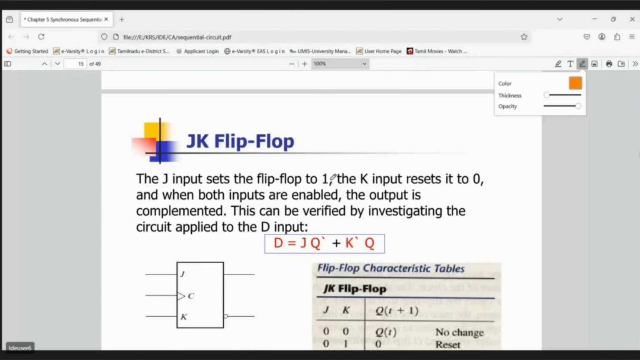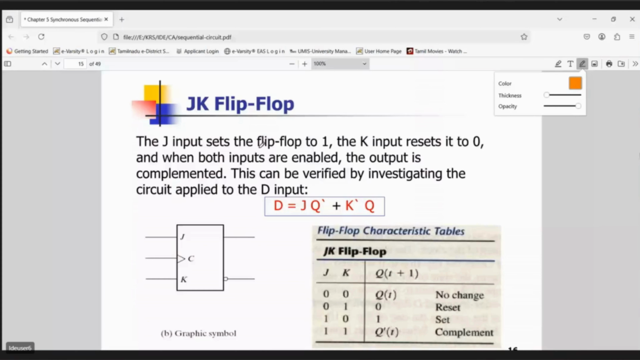The J input sets the flip-flop to 1. The K input line resets it to 0. And when both inputs are enabled, the output is complemented. This can be verified by investigating the circuit applied to the D input, that is D equal to JQ dash plus K dash Q.